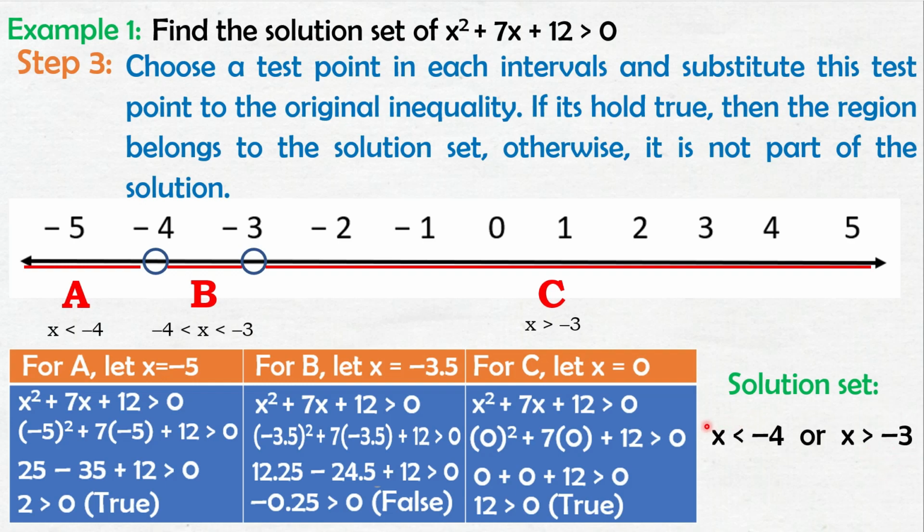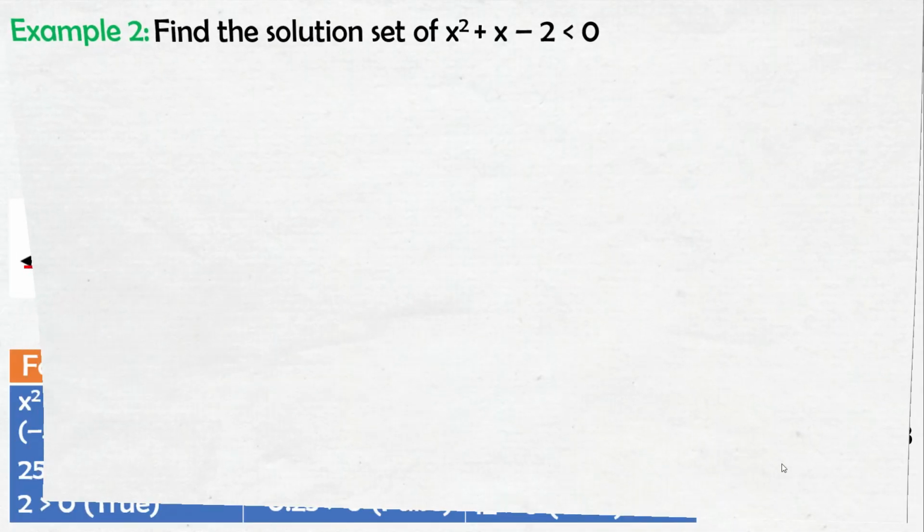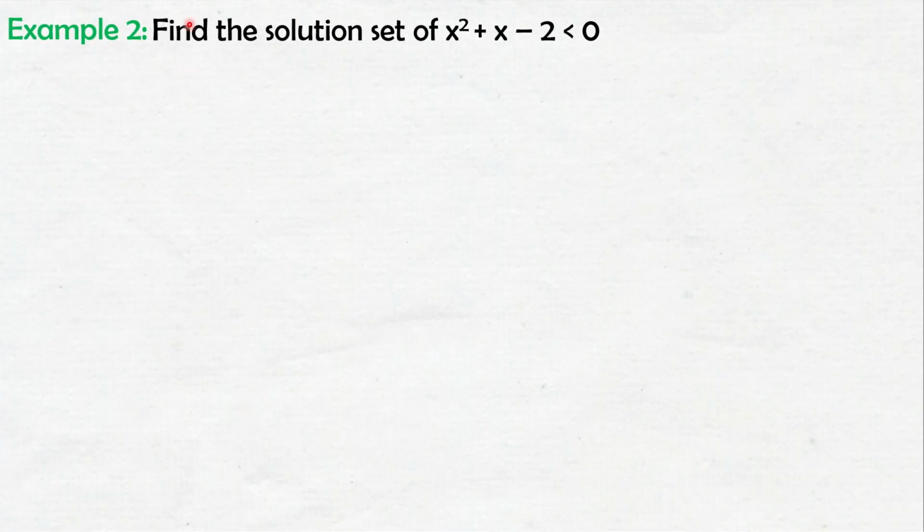So, meron tayong iba-ibang notation dyan. So, ganito na yung gagawin nating notation dito para mas simple na lang. Okay, we have example number 2. Find the solution set of x squared plus x minus 2 less than 0.